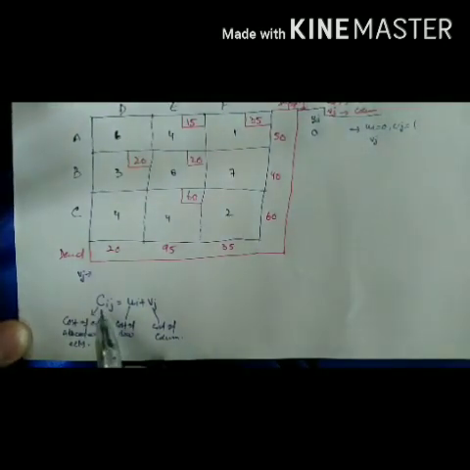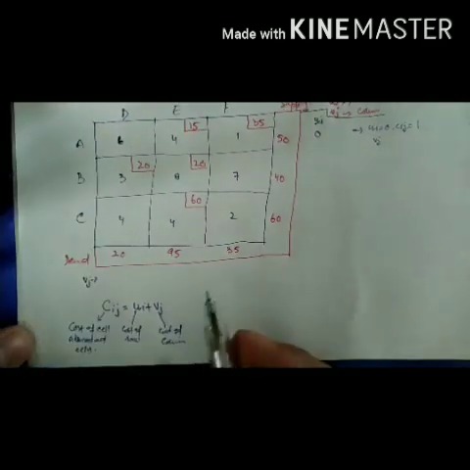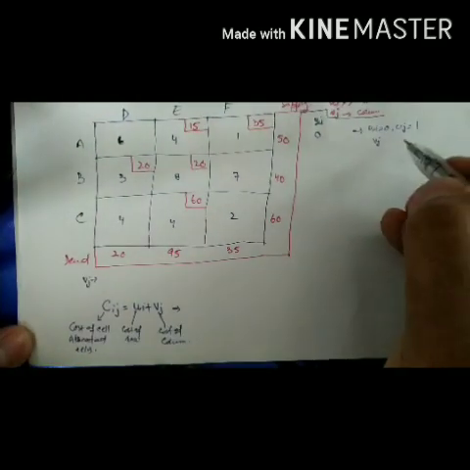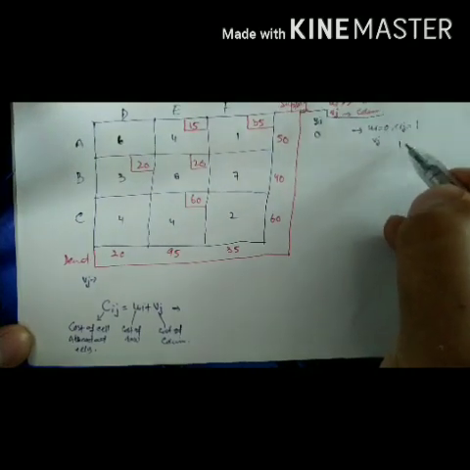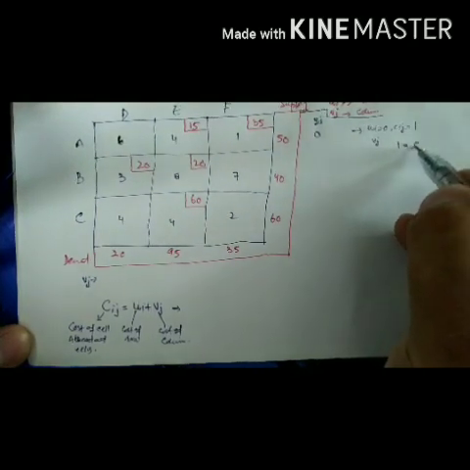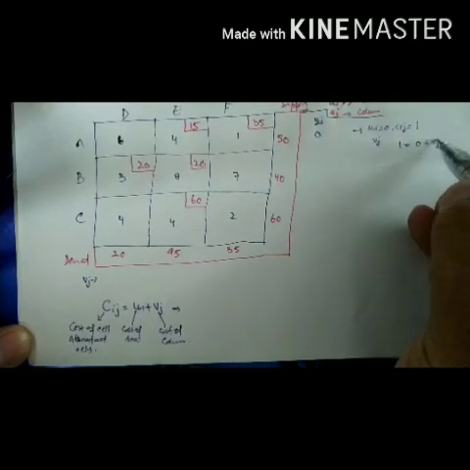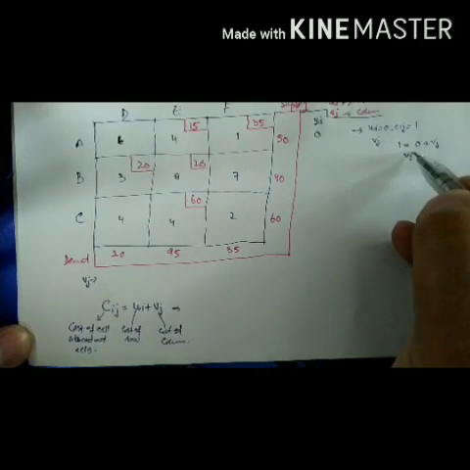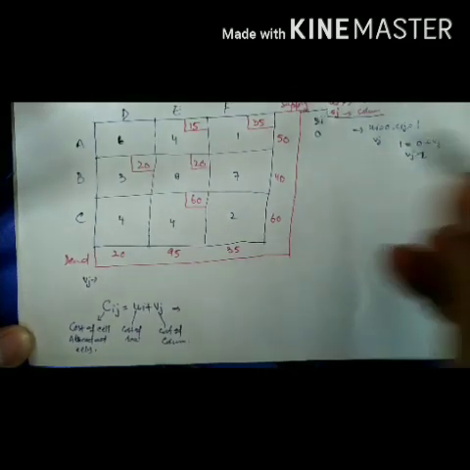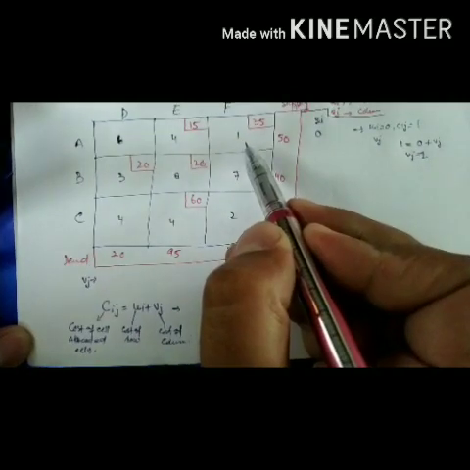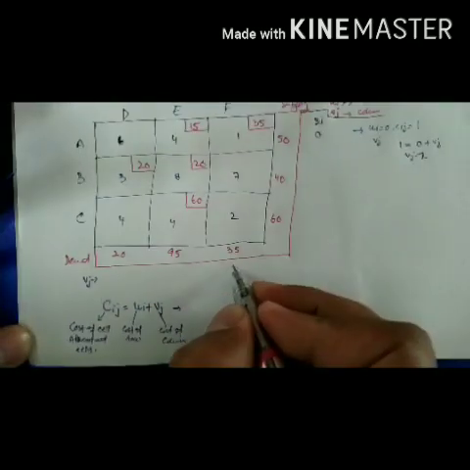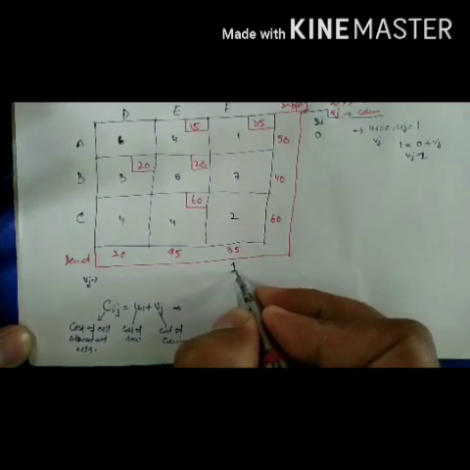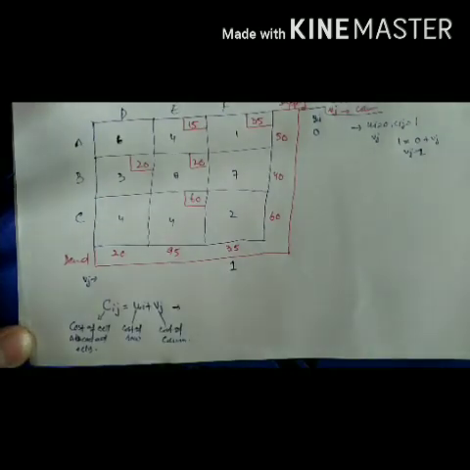Simply use this formula, Cij is equal to Ui plus Vj. That means here in this question I will simply write my Cij is 1, which will be equal to Ui, which is 0, plus Vj, which I have to calculate. Since Ui is 0, Vj will be equal to 1 in this very cell which I am showing. Now I have to write the Vj from this side: the Vj of this cell will be equal to 1.